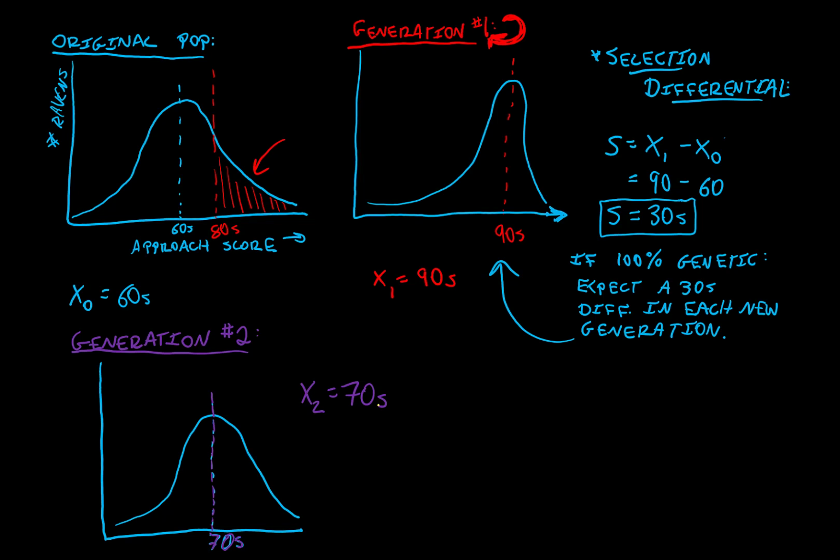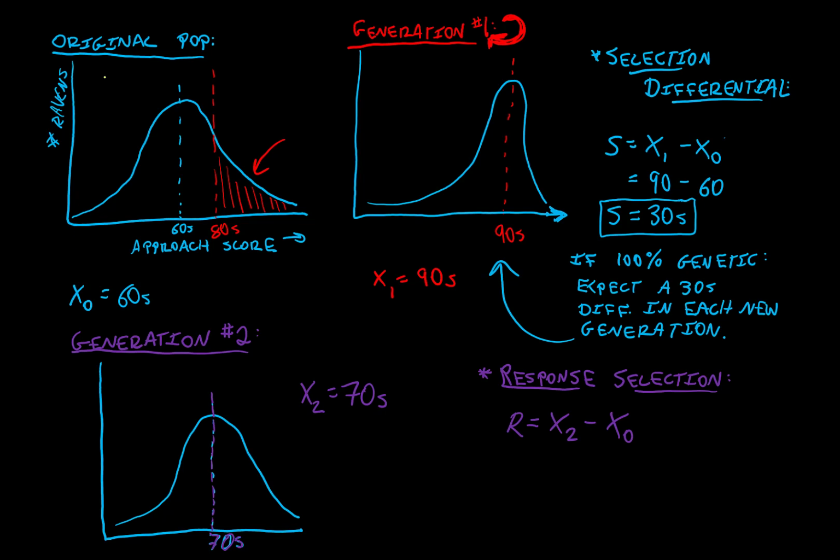Now we need to calculate our response to selection. Response to selection is calculated as R equals x2 minus x0. So not x1, but x0. We're still comparing the effects of our truncation of the population to the original natural population.